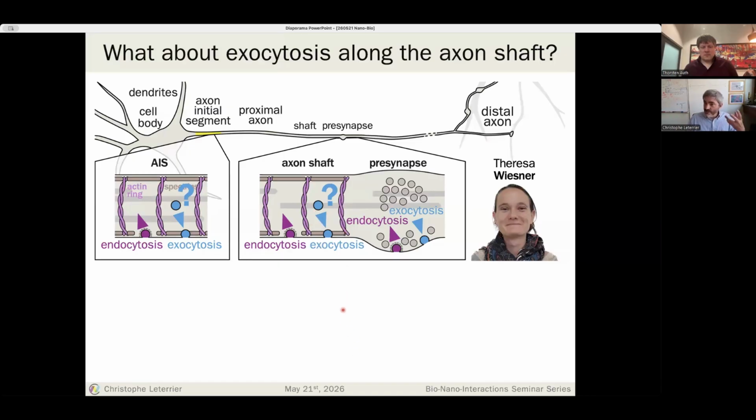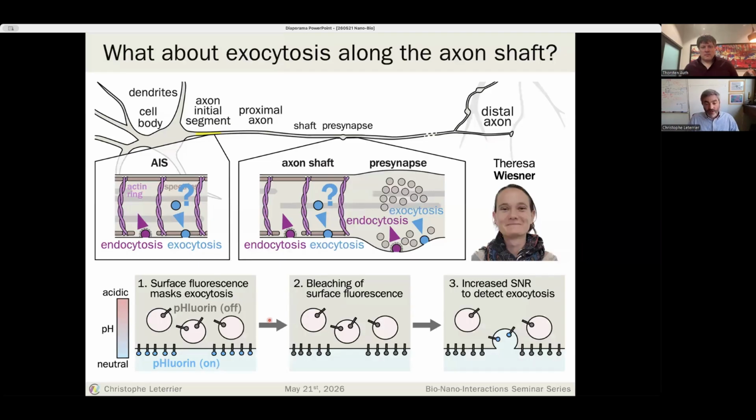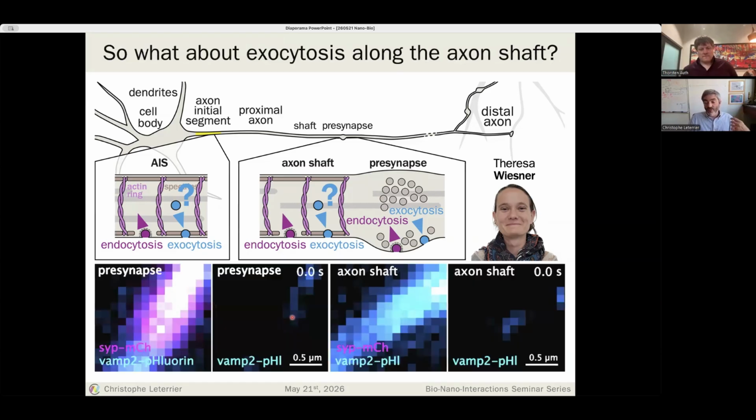So what Teresa has been doing was to use pHluorin, which is a fluorescent protein that is dark in the acidic compartment inside, and when it's exocytosed, it becomes fluorescent. So if you bleach the surface protein and then you make a movie, you will see flashes that are exocytic events. And this is the only way to properly see exocytosis. And of course, it means that you have to do live cell imaging. You cannot do like endocytosis, just look for clathrin-coated pits on a fixed cell. You have to do live cell imaging. So of course, this makes it a bit more complicated.